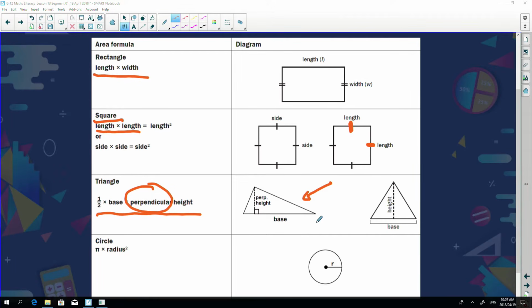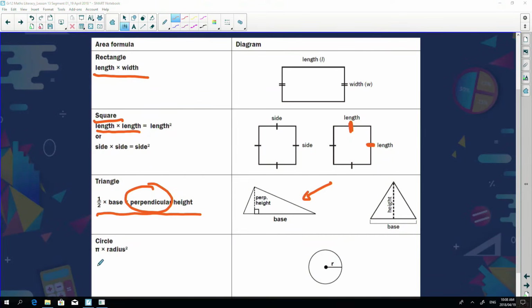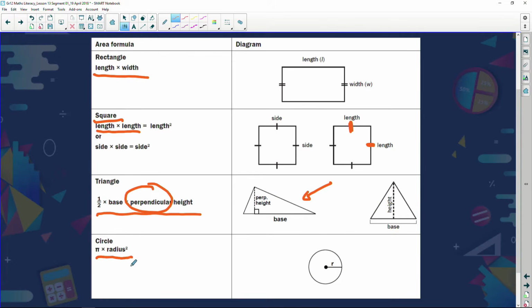In fact, it's not even a proper height. Height is when I stand up straight from the ground to the top of my head. I can't lean at an angle, because if I lean at an angle, my height is going weird. I've got to stand up straight. And my perpendicular height is the height that stands up straight. Finally, we also could ask you how to find the area of a circle. And we use a formula that says pi times r squared, or pi times the radius squared.